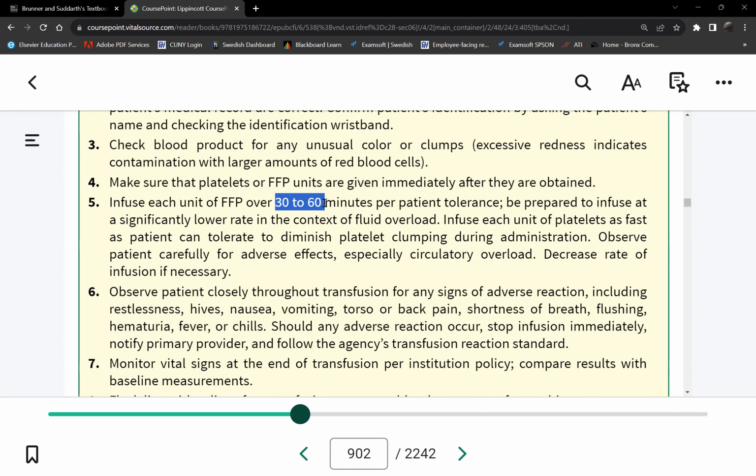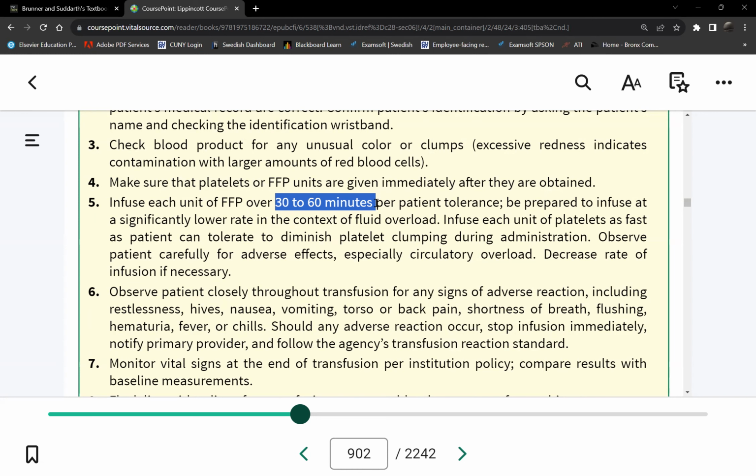So how fast is this given? Let's say there's 100 ml on there. How many mLs per hour will you run it? You only have 30 to 60 minutes. No, how many mLs per hour? You still do the same first 15 minutes, but I'm saying if you only have 30 to 60 minutes to finish, how many mLs per hour will you run it?